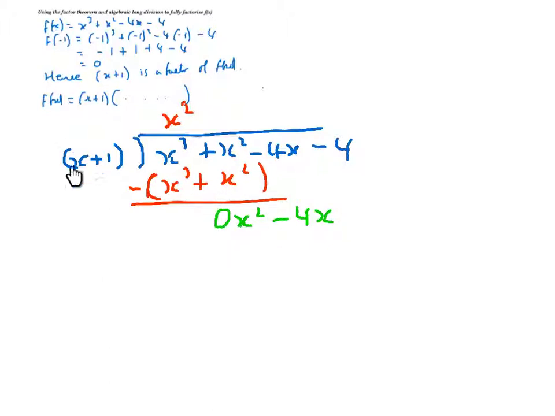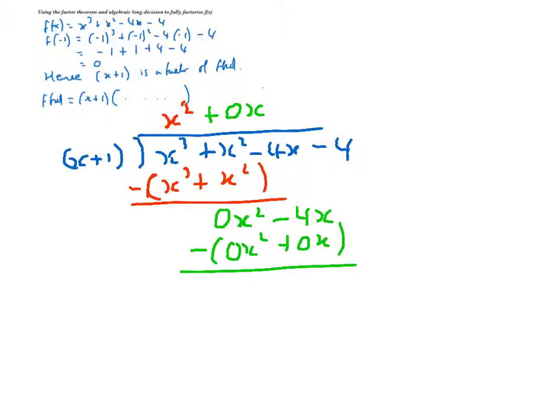So how many x's in 0x squared? Well, it's 0, isn't it? So plus 0x. Just like before, I'm going to take this number and multiply out this bracket. So minus bracket always. 0x times x is 0x squared. 0x times plus 1 is plus 0x. Draw a line, always draw a line. Then 0x squared minus 0x squared is gone. Minus 4x minus 0x is minus 4x, isn't it?